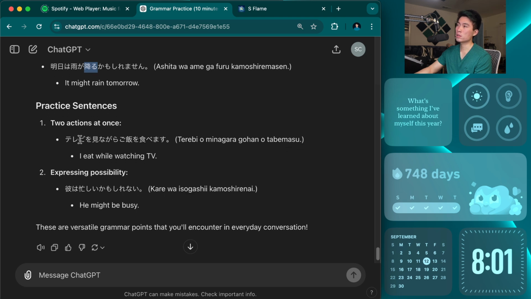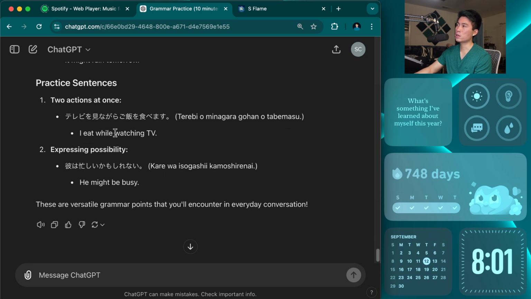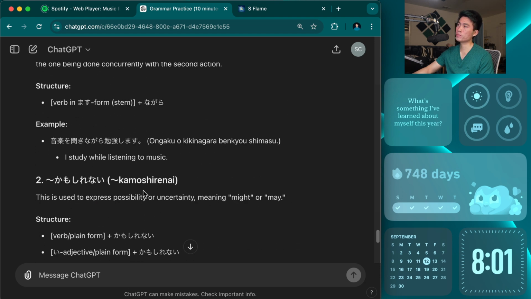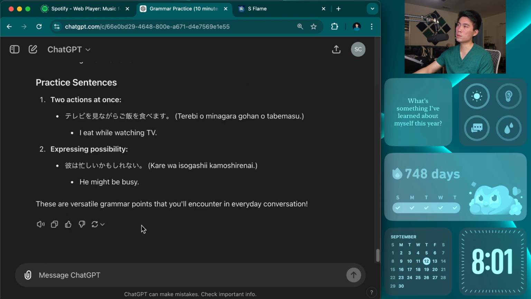Here's some practice. テレビを見ながらご飯を食べます. Expressing possibility. 彼は忙しいかもしれない. 彼は忙しいかもしれない. I don't know what the hatsuon is or the pronunciation, but I always feel awkward when I say it. I'll try to improve. Hit me with 2 new ones.